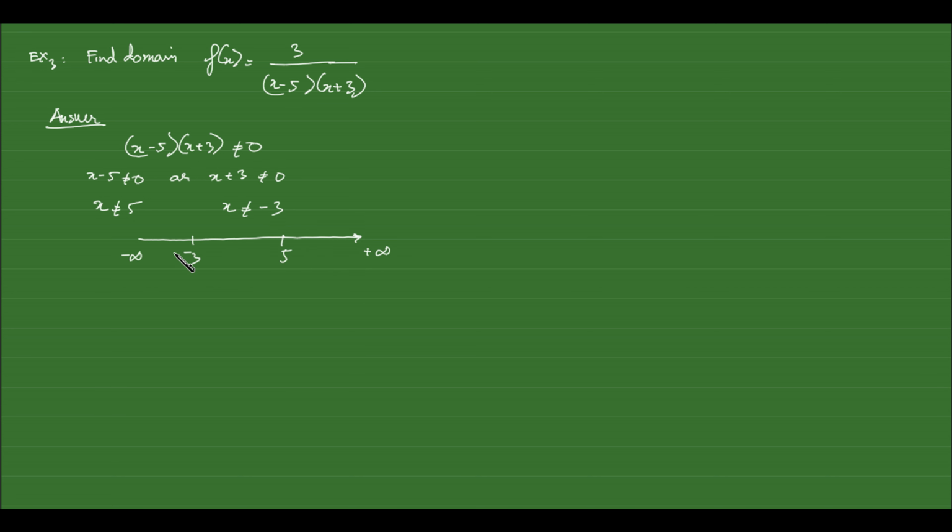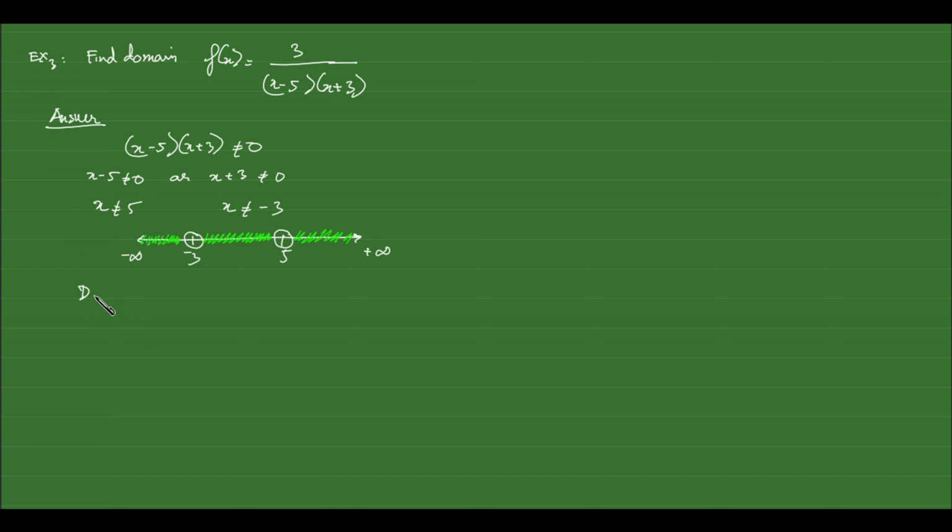Positive infinity. And over here, I remove it. It means I put an open circle. It means we don't want it. So the rest of them will be the domain. This will be the domain, this will be the domain, and this will be the domain. I just remove this. So basically we have three parts, not just one part.